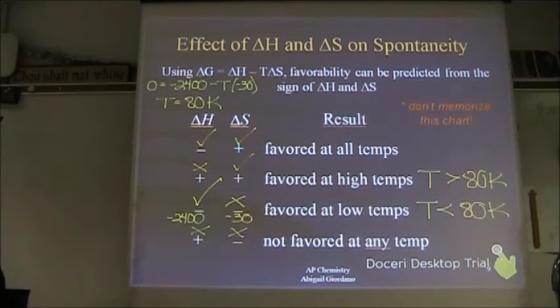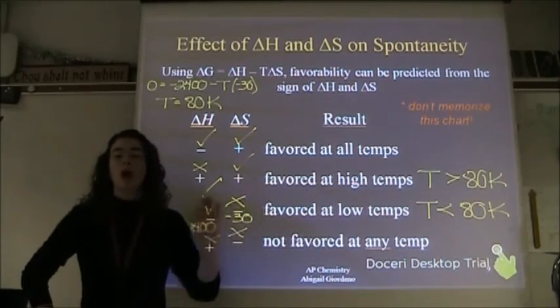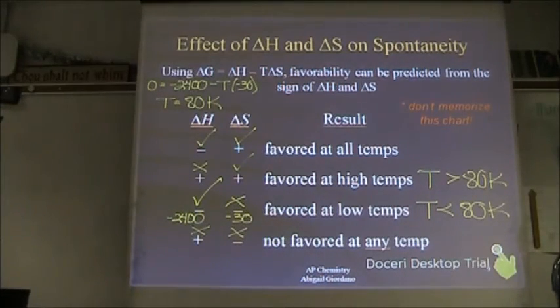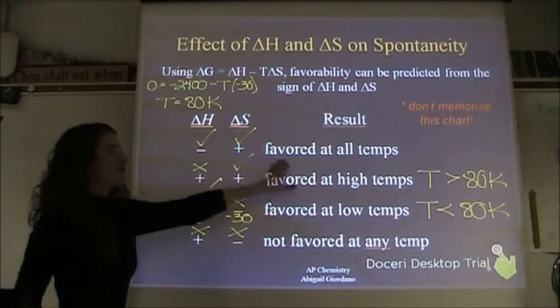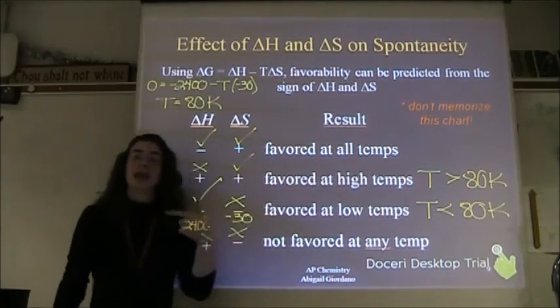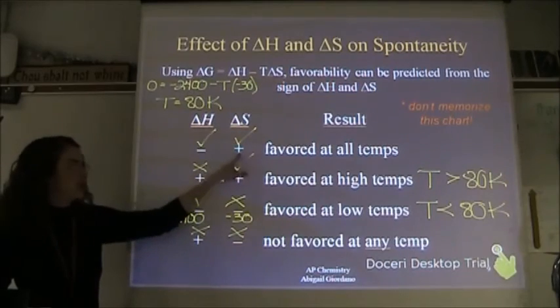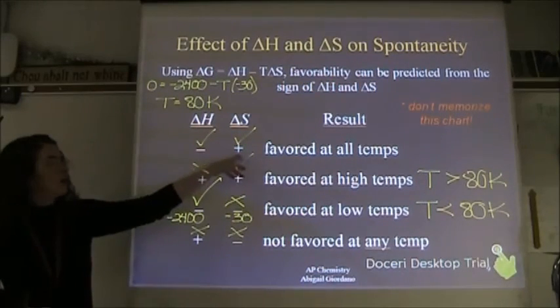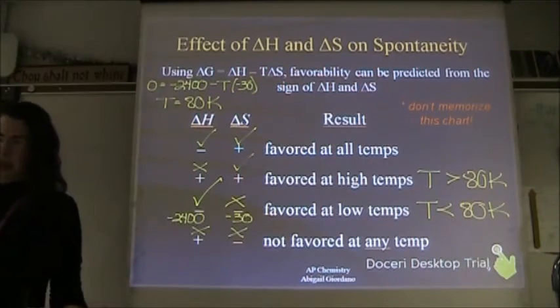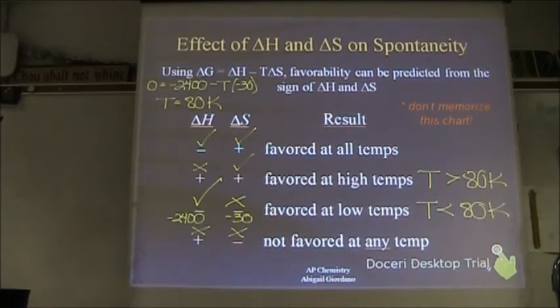So here's the gist, guys. You'll have these situations in multiple choice. You will also, and this is the harder part, have these situations in free response, and they will say, explain why, defend your answer. If you're going to say it's favored at all temperatures, you need to be able to say an exothermic reaction with increasing entropy will always be favored, or something like that. Okay?